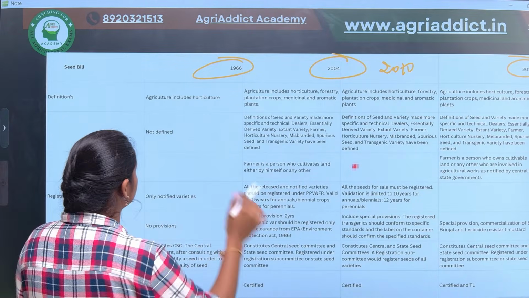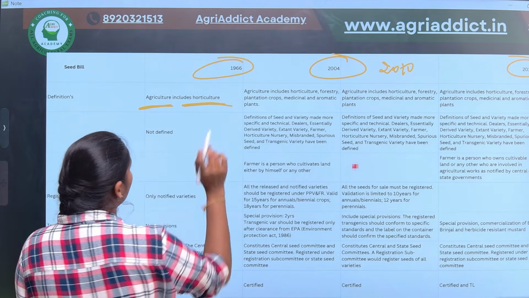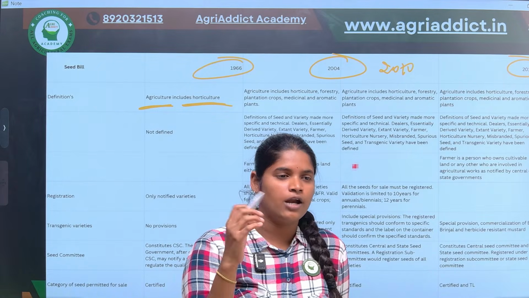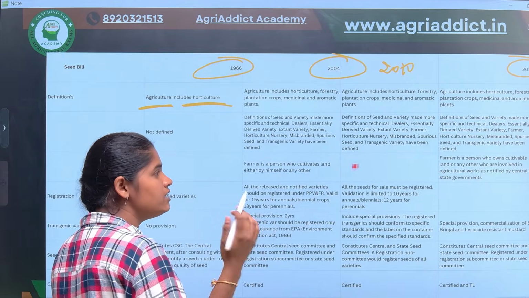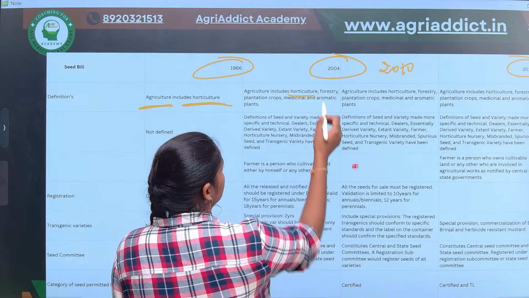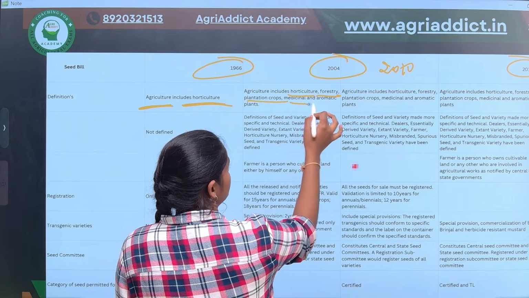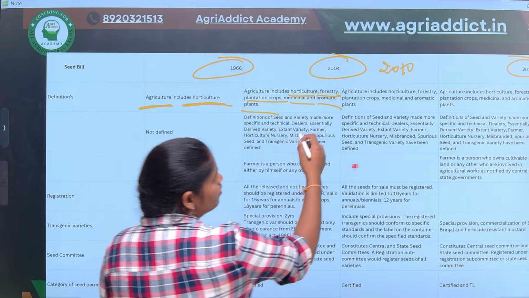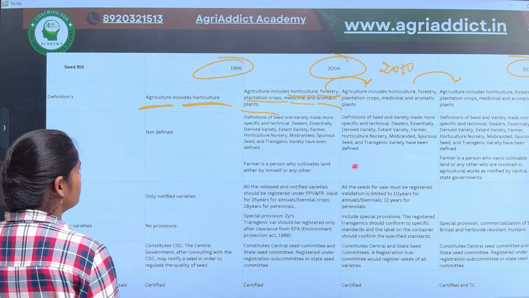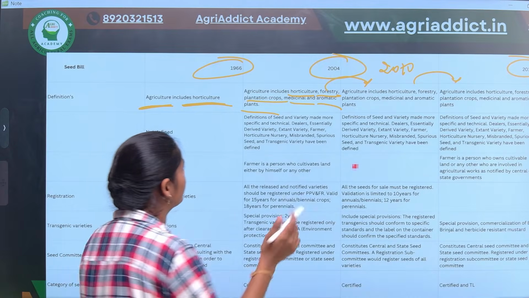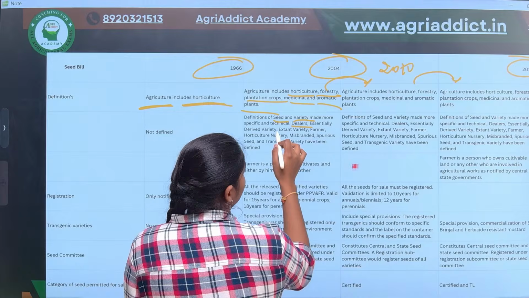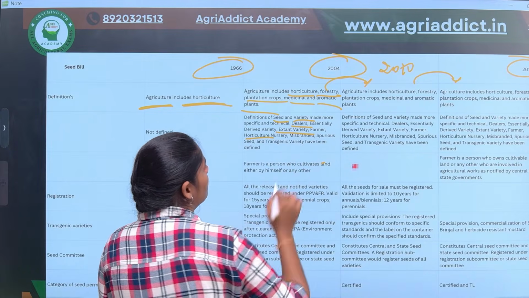In 1966, agriculture includes only horticulture. They have not defined exactly what the definition of agriculture is and what all the crops included are. But in the seed bill, they have revised the definition and included, along with horticulture, forestry, plantation crops, medicinal and aromatic plants. The same definition has been followed in the 2010 and 2019 bills. They have not defined terms like what is seed, what is variety, who is farmer, who are dealers, what is extant variety, farmer variety and all.